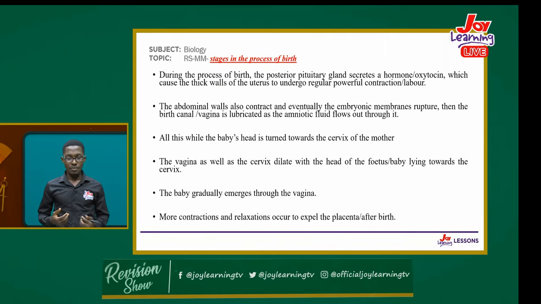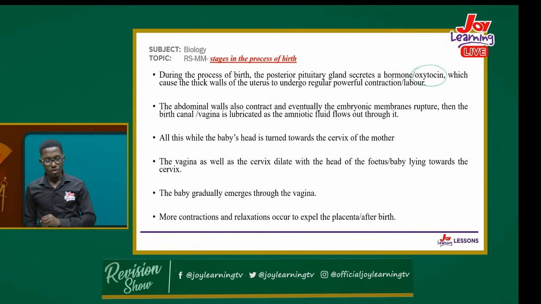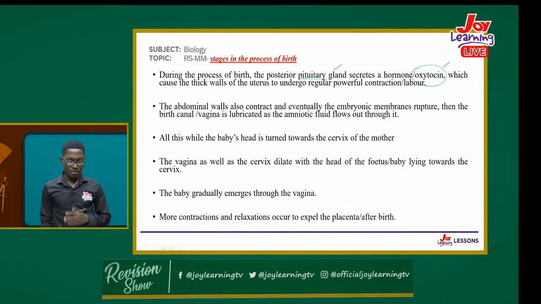It takes time. So the first thing we mostly want you to mention is the oxytocin. Some say, from the brain, from the head, so we know where you are heading to. If you can mention pituitary, you get your mark. But if you mention oxytocin, you get your 1 mark. Then you tell us what it is. It brings contraction. Then from there, we move on to the rupturing.